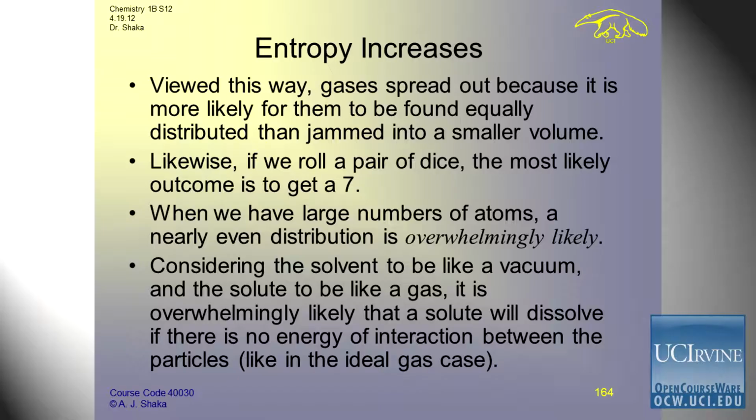Avogadro's number, what is it? Times 10 to the 23. That's way beyond a billion. You're talking about huge, huge numbers now. So when we view it this way, the gas is spread out just because it's more likely.